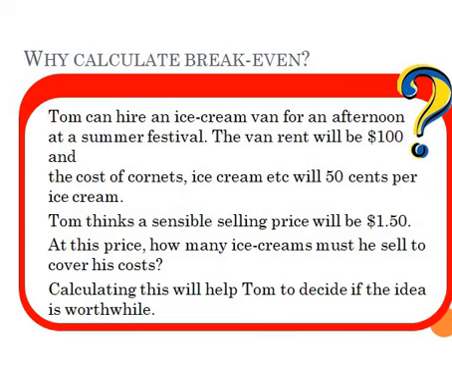Tom wants to hire an ice cream van for an afternoon at a summer festival. He will rent the van for $100, and he calculated the cost of raw material to make the ice cream, and he assumed that it's going to be 50 cents per ice cream. He thinks that it's going to be a good selling price if he sells each ice cream for $1.5, and at this price we have to calculate how many ice creams he must sell to cover his costs, or to break even, because calculating this will help Tom to decide whether this is a good idea, and whether he should go for the project or not.